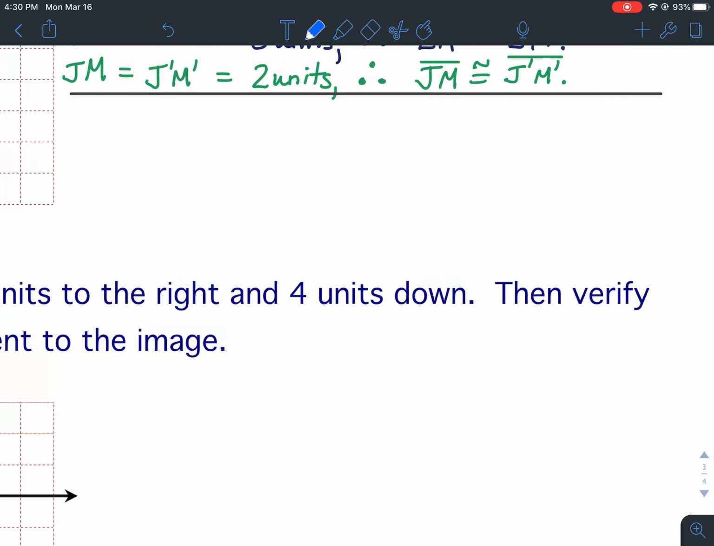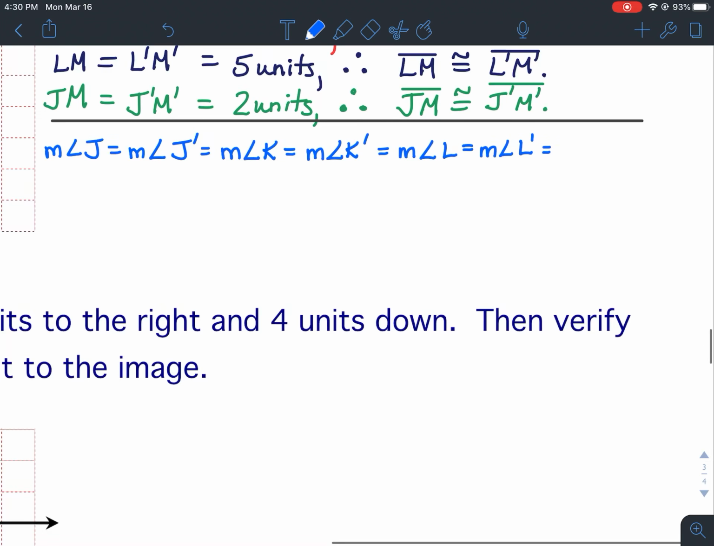So the measure of angle J equals the measure of angle J prime, which equals the measure of angle K, which equals the measure of angle K prime, which equals the measure of angle L, which equals the measure of angle L prime, which equals the measure of angle M, which equals the measure of angle M prime.